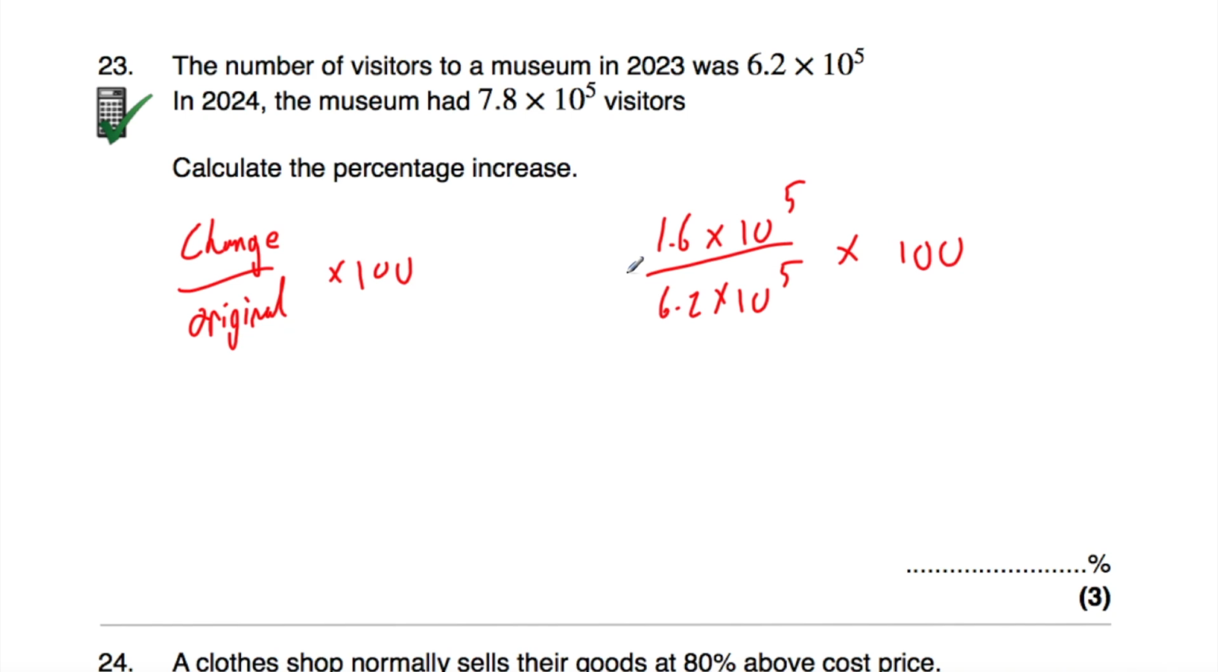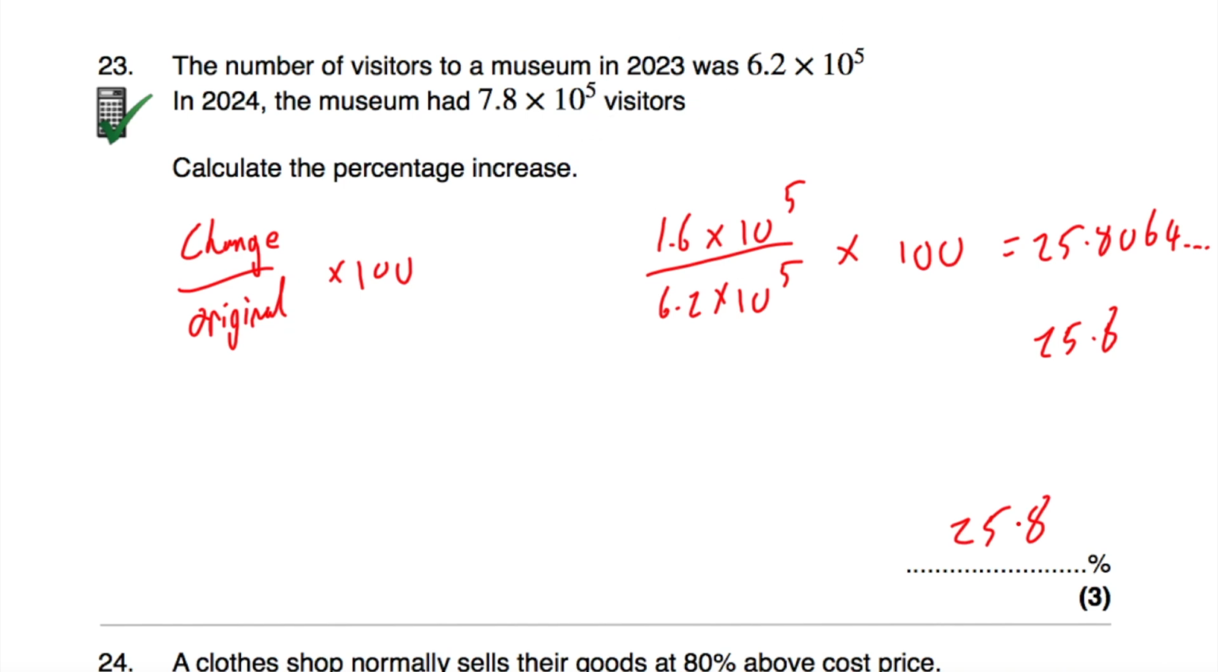So if we divide 1.6 times 10 to the power 5 by 6.2 times 10 to the power 5, and then multiply that by 100, that's equal to 25.8064, and so on. And let's just round that. So I'm going to round that to one decimal place. To one decimal place, that'll be 25.8. So that means that the percentage increase would be 25.8%. And that's it. So there's a 25.8% increase in the number of visitors.